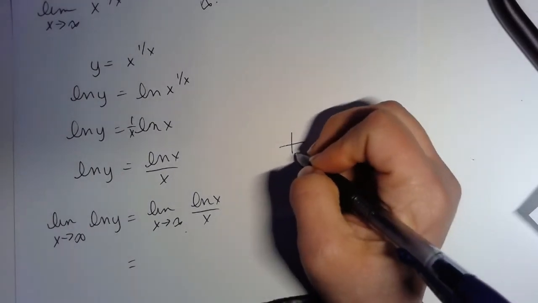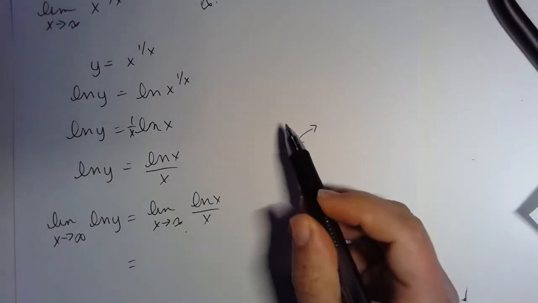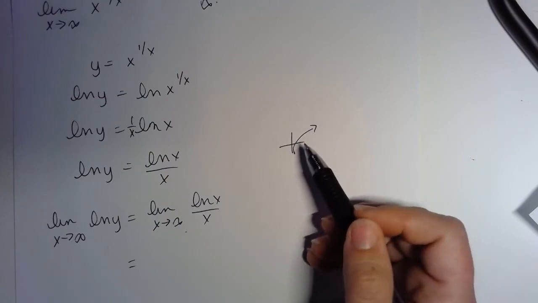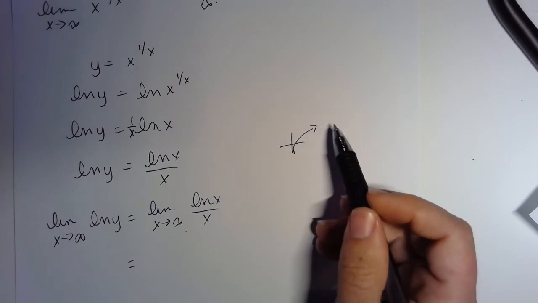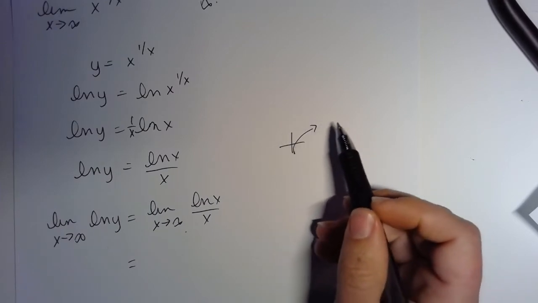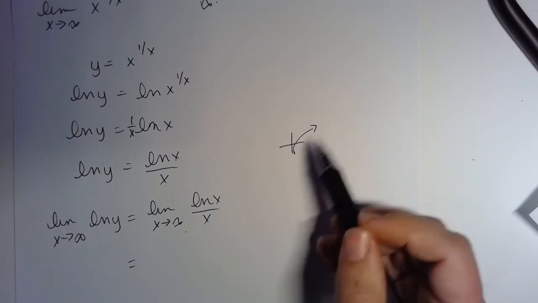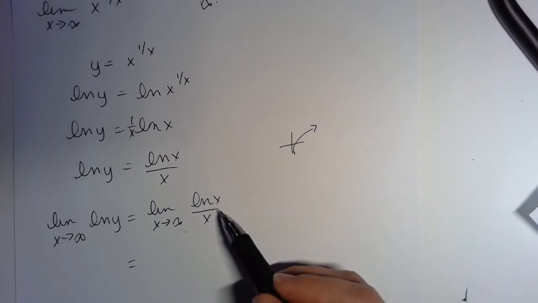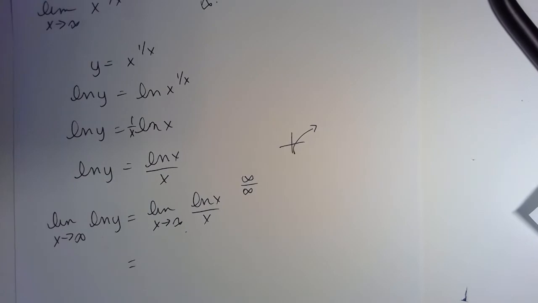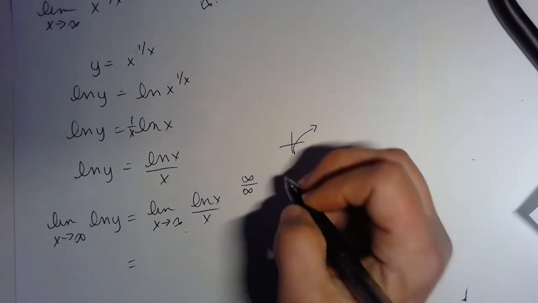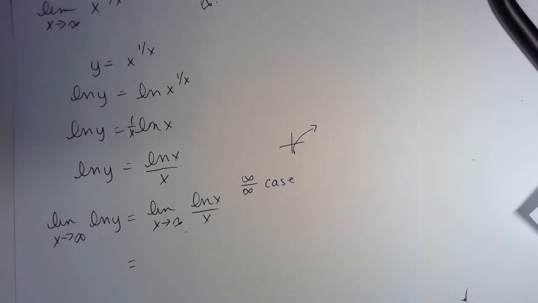The graph of natural log of x looks like this. It keeps rising. As x approaches 0, I get negative infinity. As x approaches positive infinity, I get positive infinity because it keeps growing. It grows slowly because it's a log function, but it does keep growing. So this is an infinity over infinity case. There, my infinities look a little bit better. So we have an infinity over infinity case.